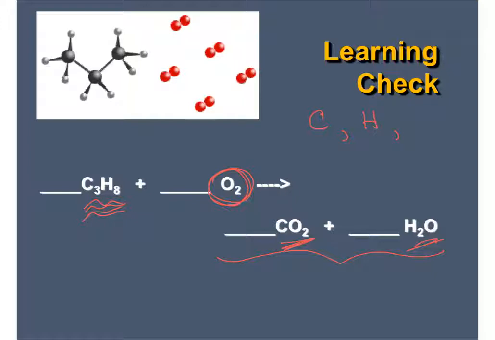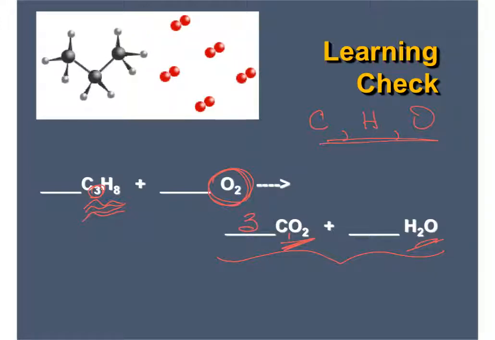Carbon first, then hydrogen, then oxygen. So CHO. All right, so let's do this. We have 3 carbon on the reactant side and only 1 on the product side. So I'm going to put a 3 here. That gives me 3 on both sides of the arrow.